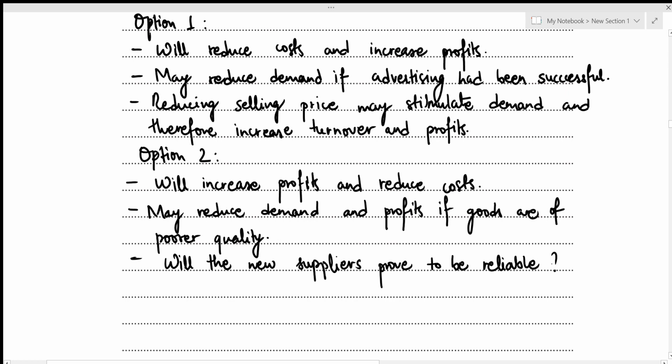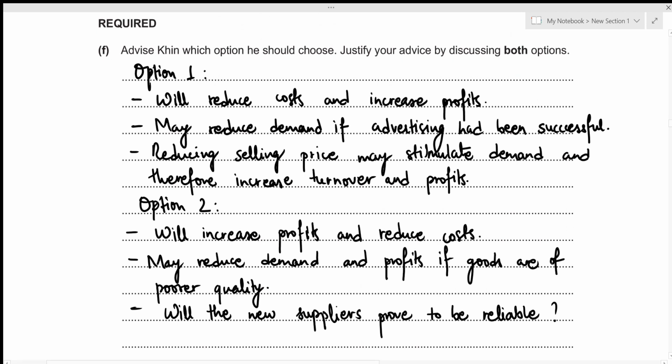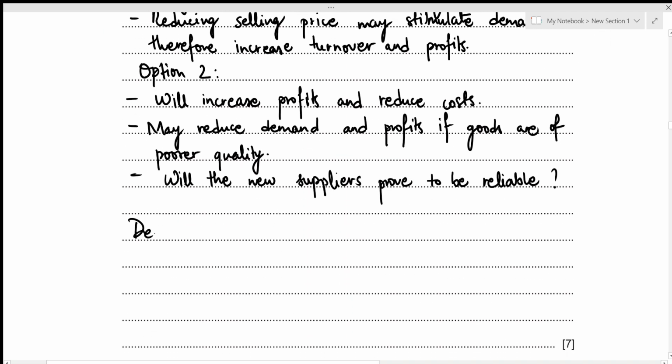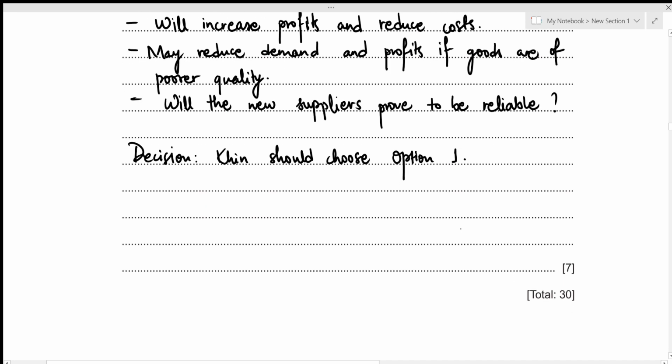Now, based on these factors, we need to advise Kin which option he should choose. So in option 2, we're talking about a new supplier, and we do not know whether the new supplier is reliable and whether his goods are of better quality or not, right? That could possibly result in a loss of demand as well as loss of customer base, and that is a risk, right? So I would suggest Kin avoid that risk and go with option 1. Let's write our decision clearly. Kin should choose option 1. Alright, this concludes the sixth part of this question as well as this entire question.